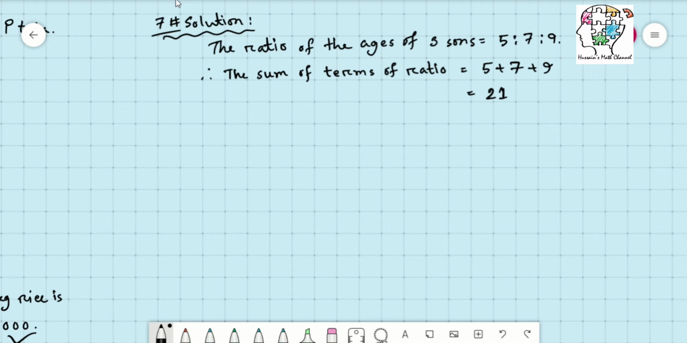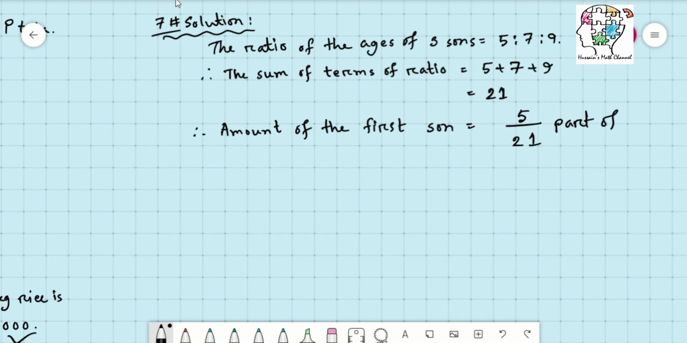Now all we can do, amount of the first, therefore amount of the first son is equal to first son's ratio is 5, so 5 divided by 21 part of 4200 taka. So if we calculate here, 5 by 21 times 4200, so 21 twos are 42, so the amount will be 1000 taka. This is the amount for the first son.